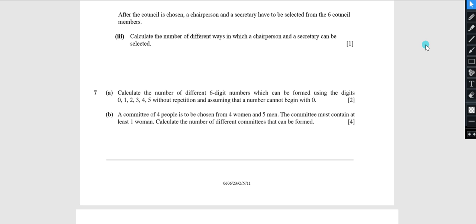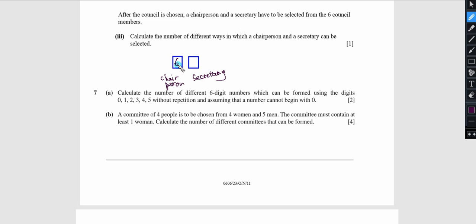How do you do this? Let's say this is the chairperson, then this is the secretary. After I selected the 6 members, the 6 is fixed already. I'm going to take 2 of them out of the 6 and fill up these positions. To fill up the first position, the chairperson, how many persons can you select out of the 6? So there's 6 ways.